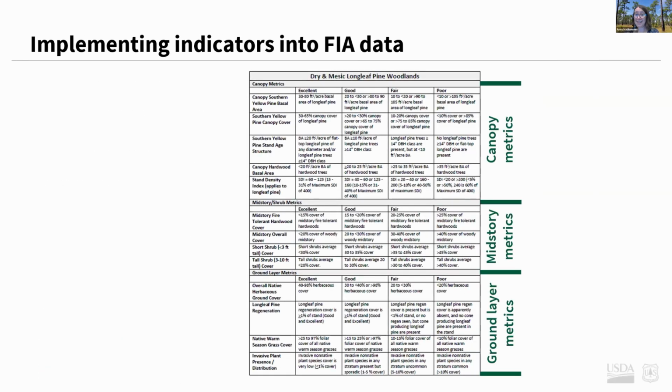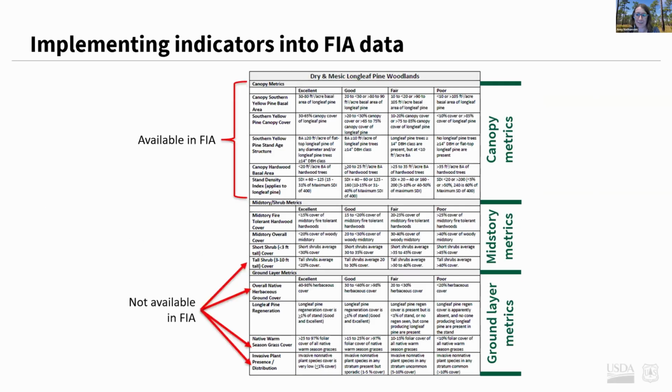So note that these indicators were intended for a field-based inventory. What we did was we translated NatureServe's metrics into those that could be addressed by FIA data. So for example, these canopy metrics, these are all available in FIA. FIA is very good at collecting this kind of information.